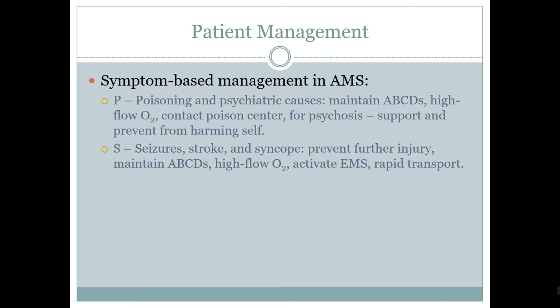For poisoning and psychiatric issues, maintain their ABCDs, give them high flow oxygen, and contact a poison center if you suspect they've been poisoned. And for psychosis, support them and prevent them from harming themselves or others. Get more help if you need it. For seizures and stroke and syncope or fainting, prevent further injury, maintain their ABCDs, use high flow oxygen, activate EMS and rapid transport. I think you're probably seeing a trend here.